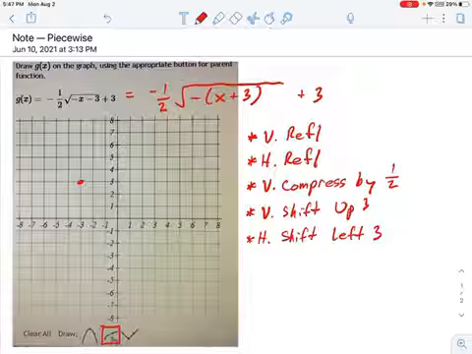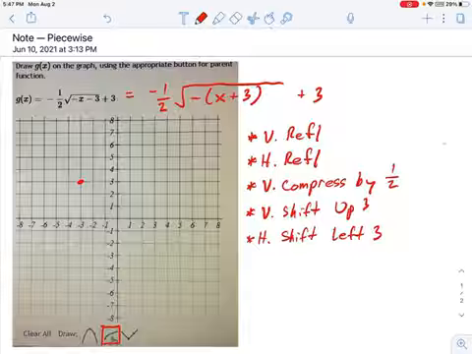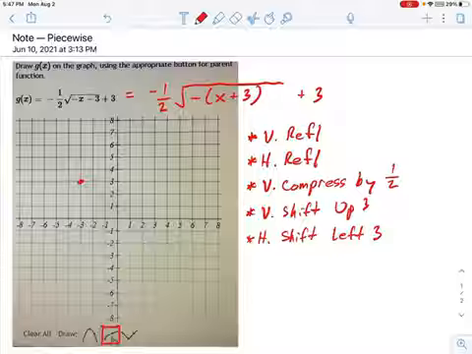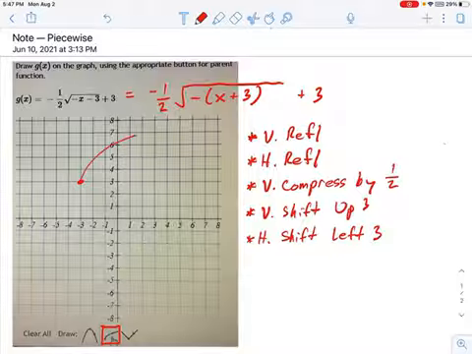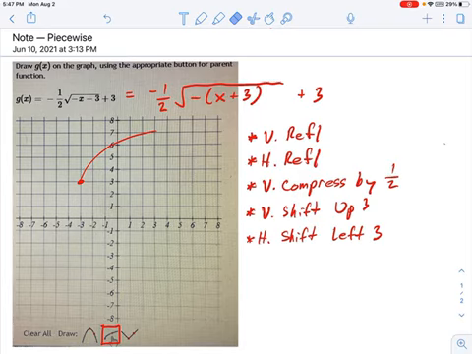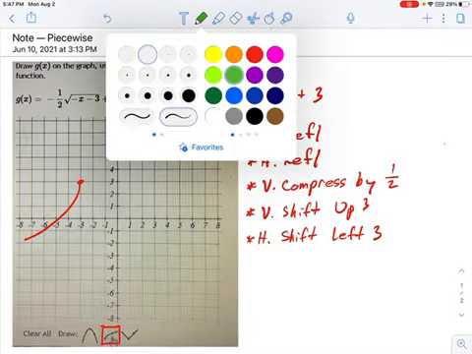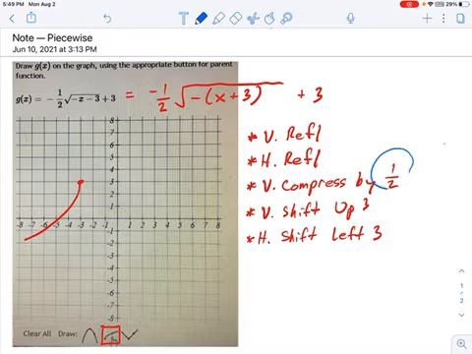Let's see, I think the easiest way to do this now is just to ask, first of all, which direction should this square root be going in, right? If there were no reflections, it would just go like that. But because we have horizontal and vertical reflections, we know it's going to be going something like this. Okay. Now, how much does it actually go down? That comes down to this vertical squish factor, the compression right here. Okay, 1/2.